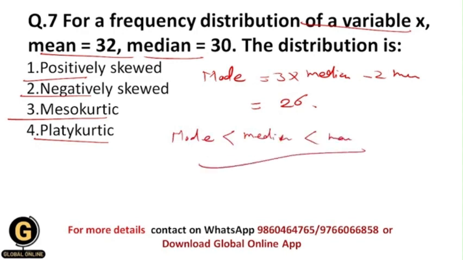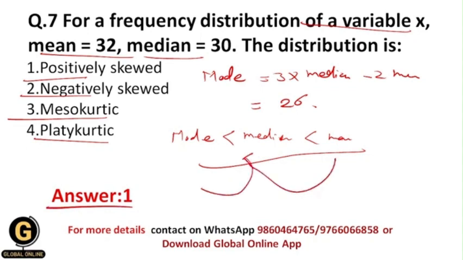And that's why this would be the positively skewed distribution. Because in the positively skewed distribution, the value of mean is greater than median and the value of median is greater than mode. But in negatively skewed distribution, exactly the opposite occurs. The value of mean is less than median, the value of median is less than mode. That's why your correct answer over here should be 1.